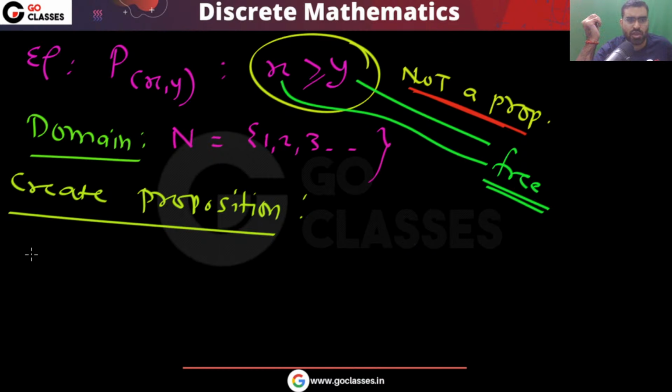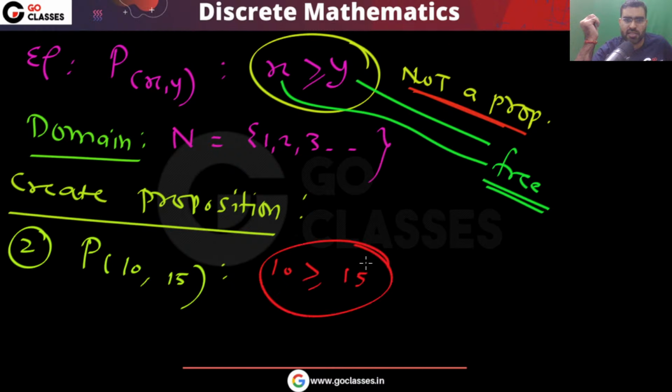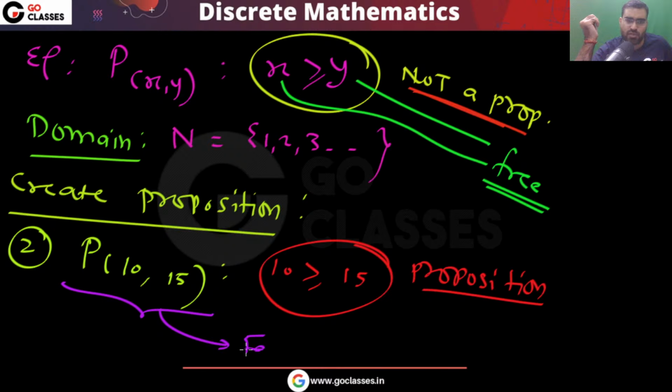What is another way to create a proposition? Tell me. You can replace every variable with a specific value. You can replace this with 10, this with 5, or this with 15. So you can notice 10 is greater than or equal to 15. Again, this is a proposition. Please understand, this is a proposition, and you can see this is false.